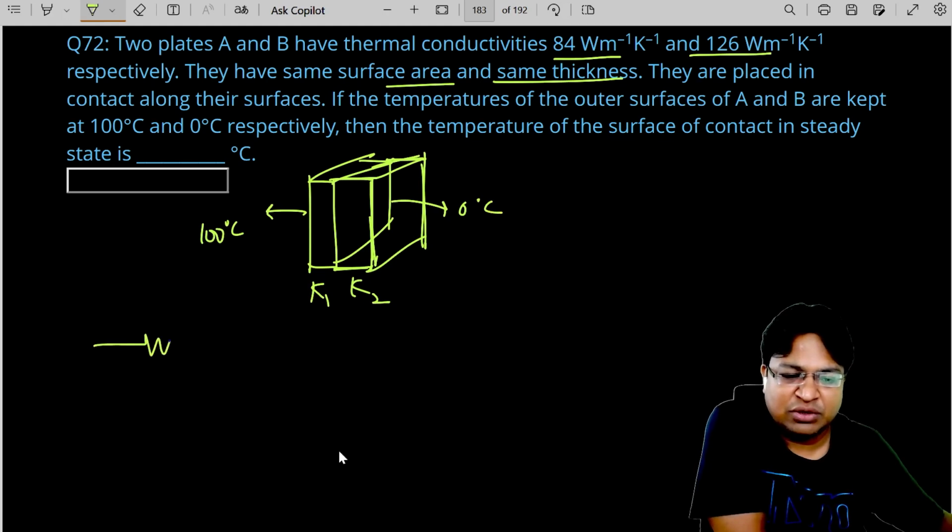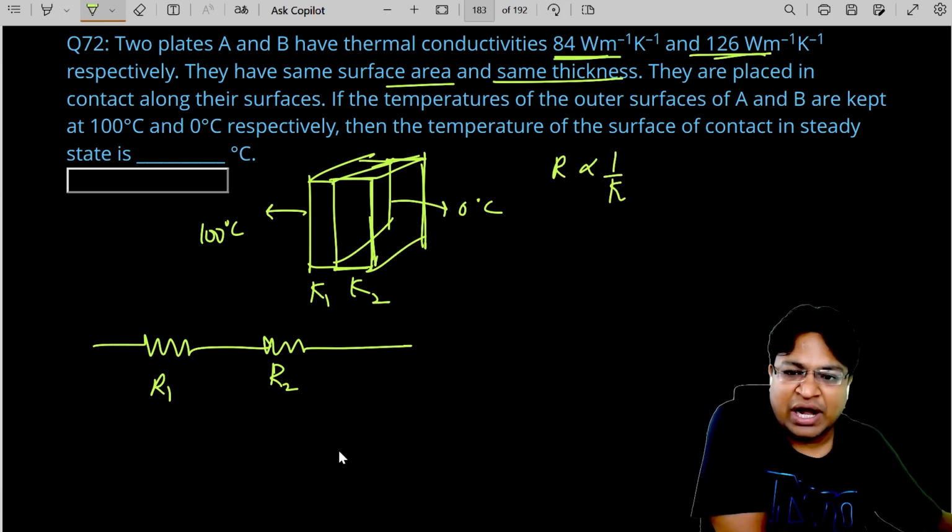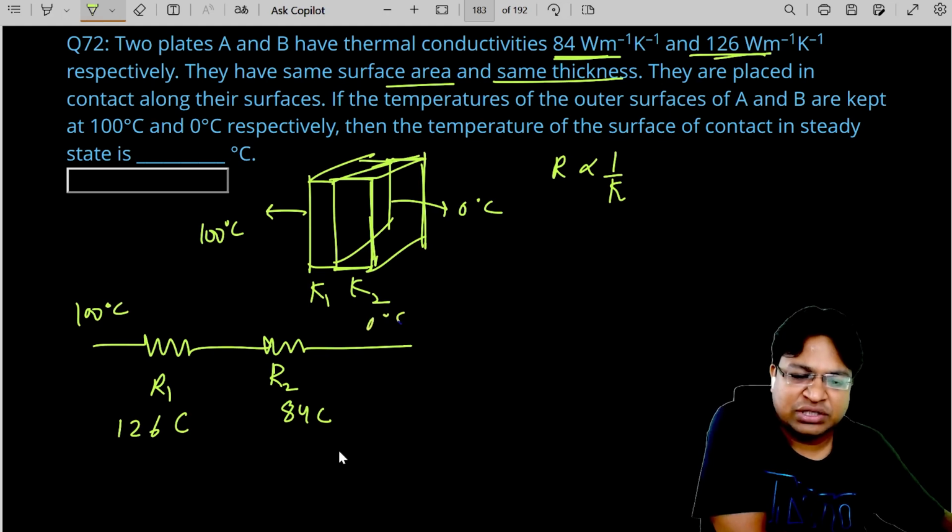So guys, this situation can be looked upon as two resistances which are connected in series. This is R1 and this is R2. Now K1 is 84 and K2 is 126. The resistances are inversely proportional to the conductivity. So therefore, I can say that the resistance R1 will be proportional to 126, I can write it as 126 into some constant. R2 will be proportional to 84, I can write it as 84 into some constant. So R1 is known, R2 is known. This is 100 degrees Celsius, this is 0 degrees Celsius. We want to know the temperature here. So if I calculate the temperature difference across this, I'm done.